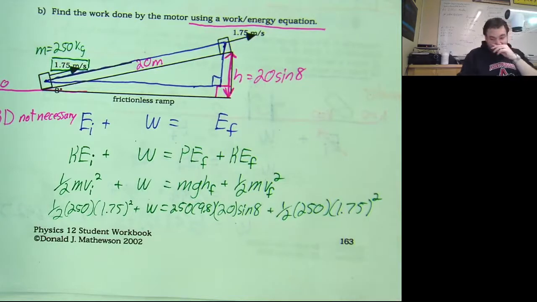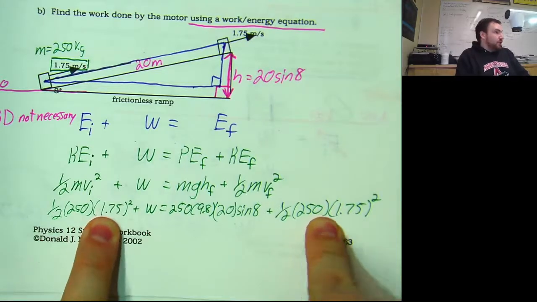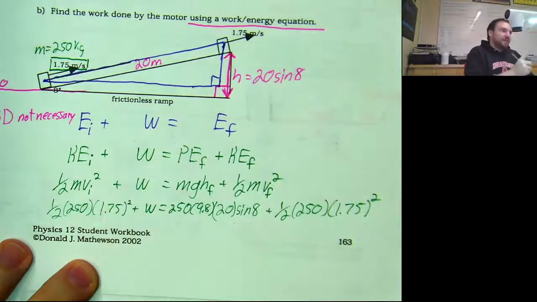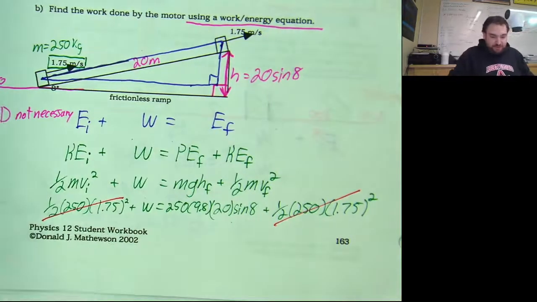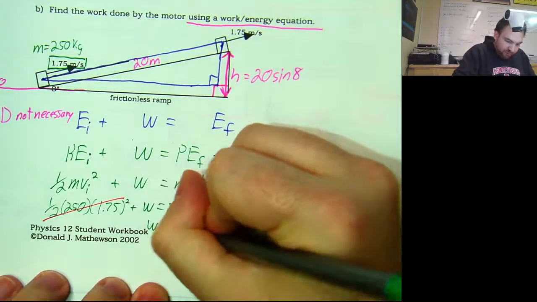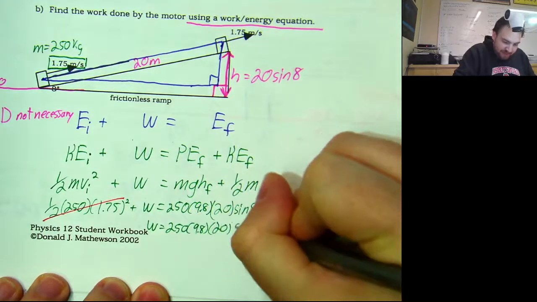So before I ram this thing through my calculator, is there anything I can do to make this thing nicer? Well, these two terms are on opposite sides of the equal sign and they're exactly the same. They cancel each other out. So you're going to get this expression for work. Work equals 250 times 9.8 times 20 sine 8.